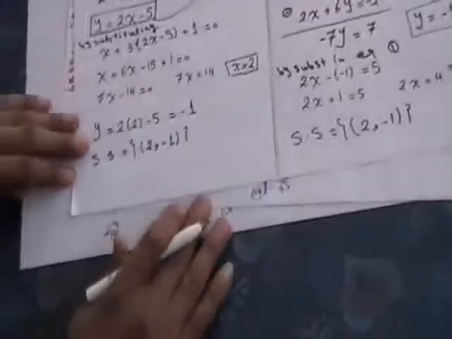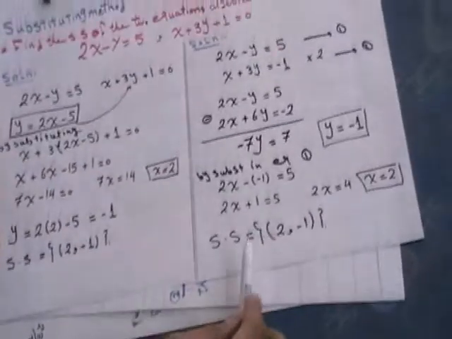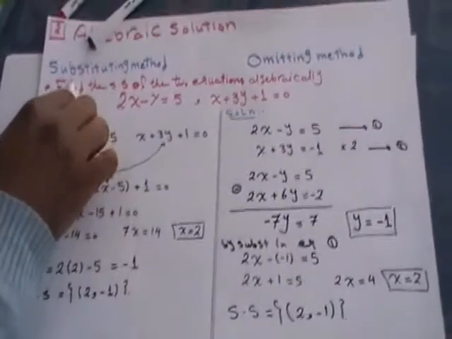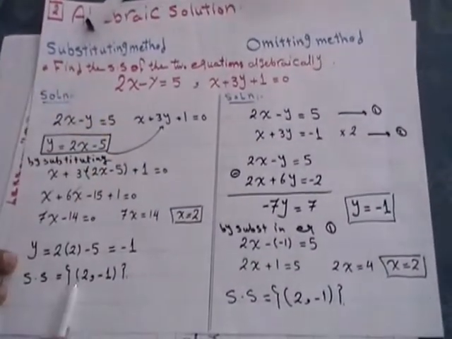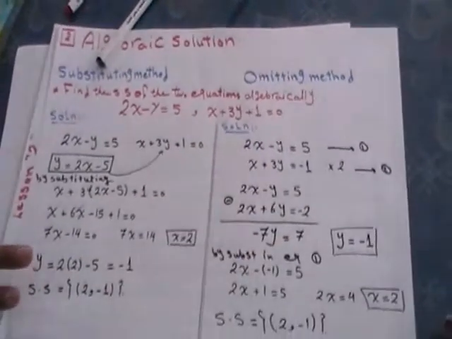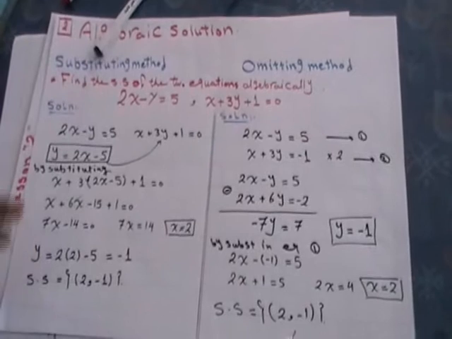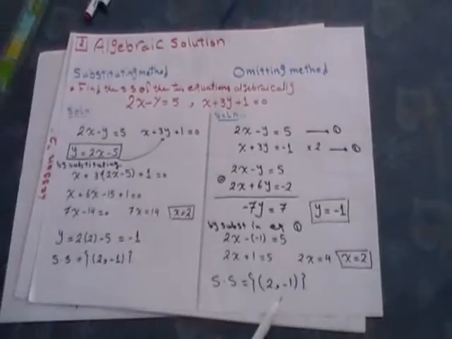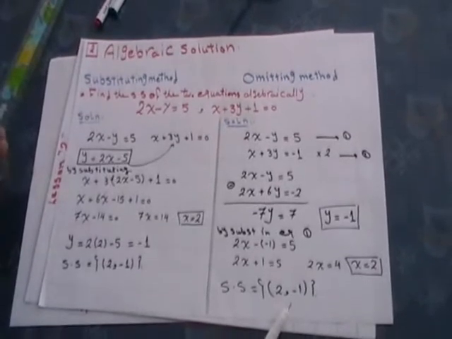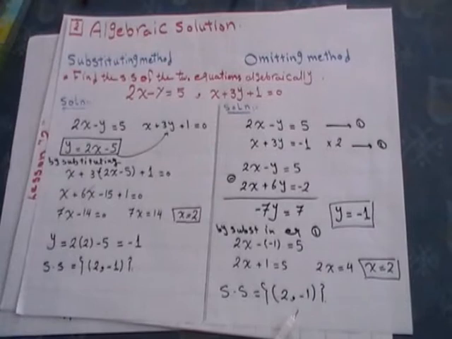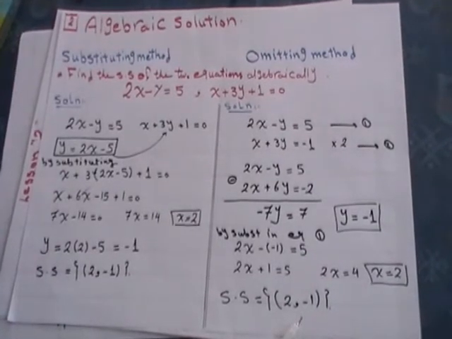Now you have two solutions that are the same. If you solve the two equations using the substituting method, you will have 2 and negative 1. If you solve the two equations using the omitting method, you will have 2 and negative 1. So the two methods lead you to the same solution. So using one of them is not important. You can use the method that you are comfortable with.